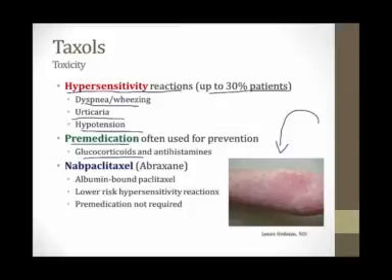There is a variant of the Taxols called nab-paclitaxel. It also goes by the name Abraxane. It is albumin-bound paclitaxel, and because it is bound to albumin, it has a lower risk of hypersensitivity reaction, and when this version of the Taxols is administered, pre-medication is not required.